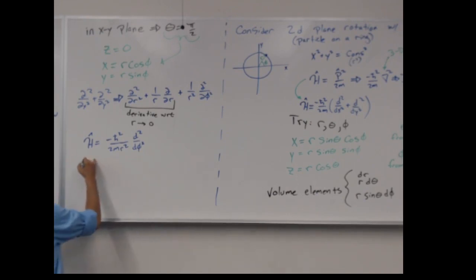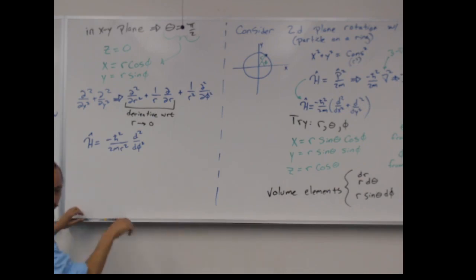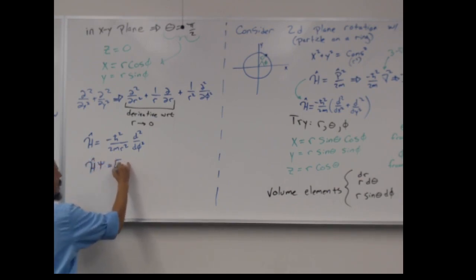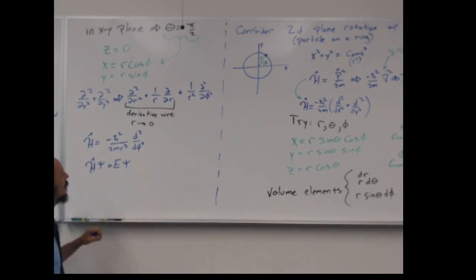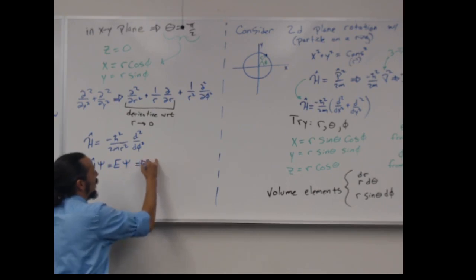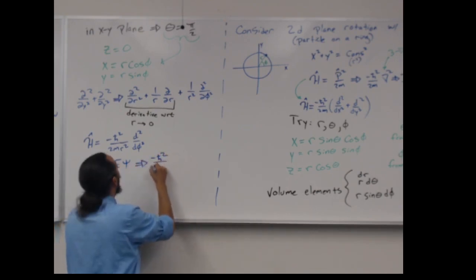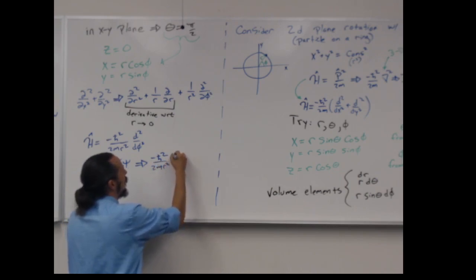So we can go ahead and set this up. Our good old friend, let's just do this in blue still. H psi equals E psi. Same old, same old. Right, where I can plug that in, I'm going to have negative h bar squared over 2mr squared.